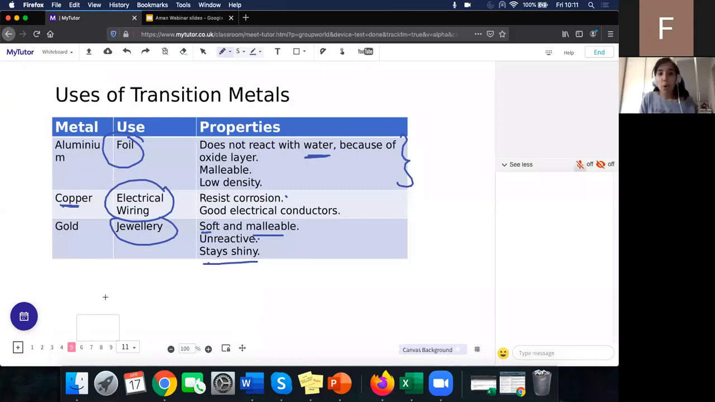So before we move on, does anyone have any questions about transition metals? I'm going to move on to the history of the periodic table very briefly.